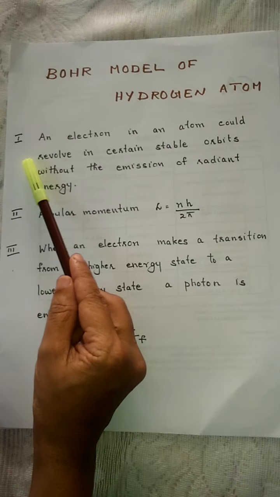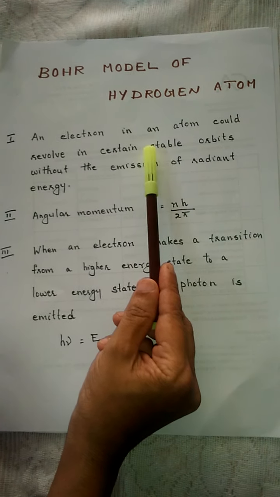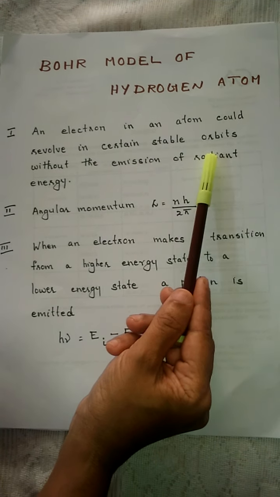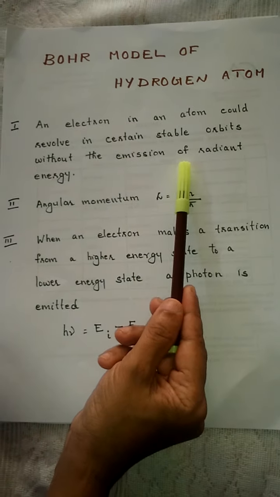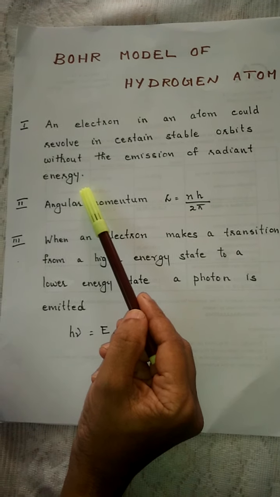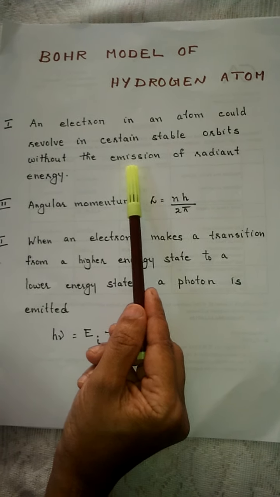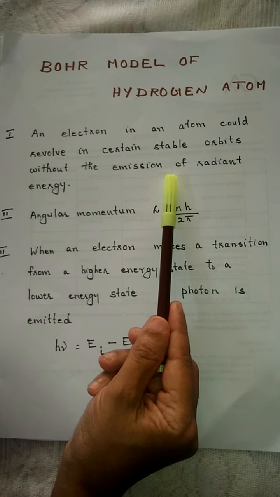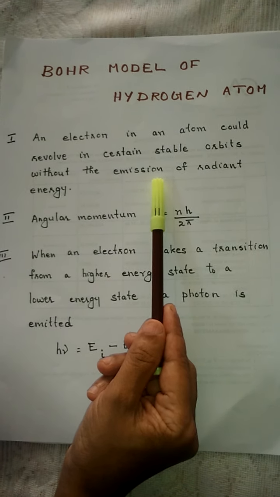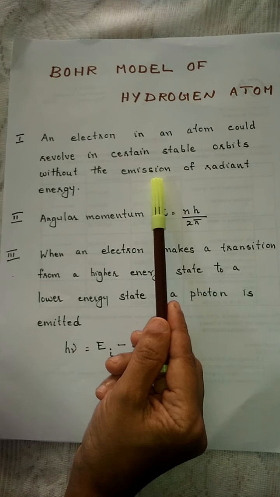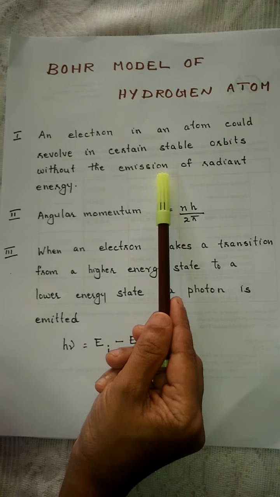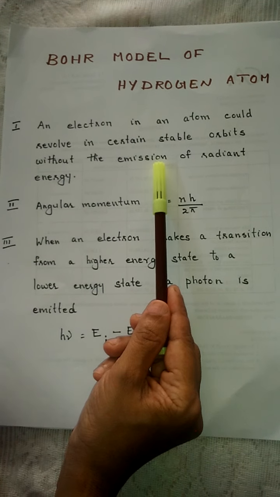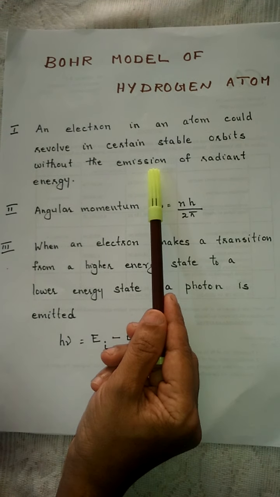The first postulate: an electron in an atom could revolve in certain stable orbits without the emission of radiant energy. According to this postulate, each atom has certain definite stable states in which it can exist, and each state has definite energy. They are known as stationary states of the atom.